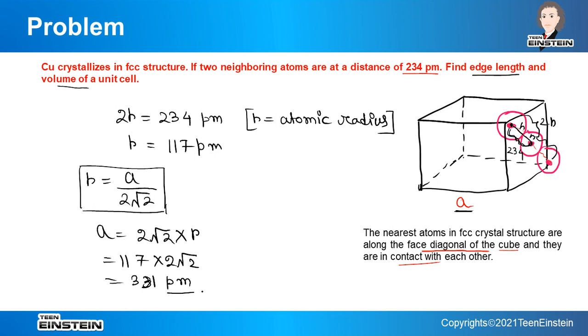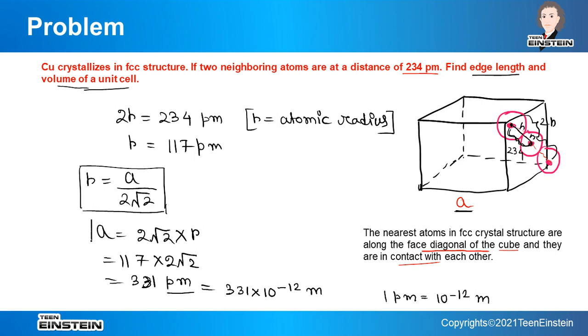If we want to convert picometer to meter, it is simply 331 multiplied by 10 to the power minus 12 meter, because 1 picometer is equal to 10 to the power minus 12 meter. Okay. So in this way we can find the edge length in picometer or in meter. Next we will find out the volume of the unit cell.